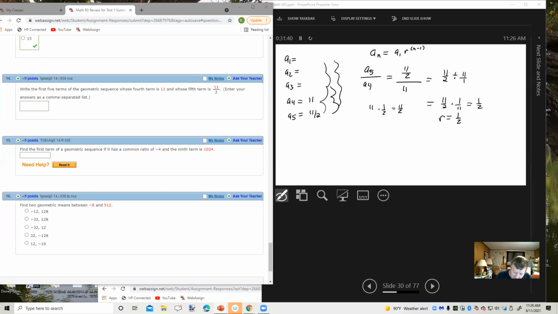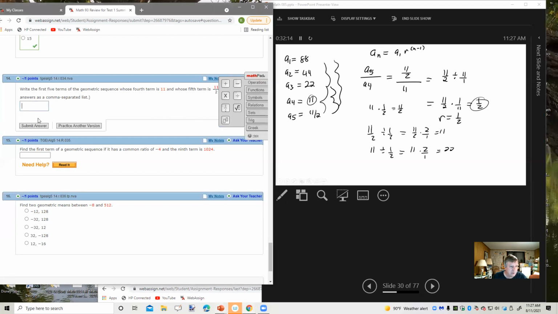So a sub 5 divided by 1/2 is a sub 4, okay? A sub 4 divided by 1/2 is a sub 3. Oh, dividing by 1/2 is just like multiplying by 2, isn't it? So this is going to be what, 44 and 88? Following that? So let's see, find the first 5 terms, separate them by a comma.